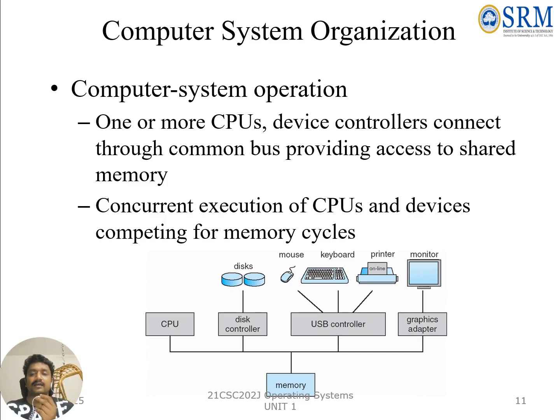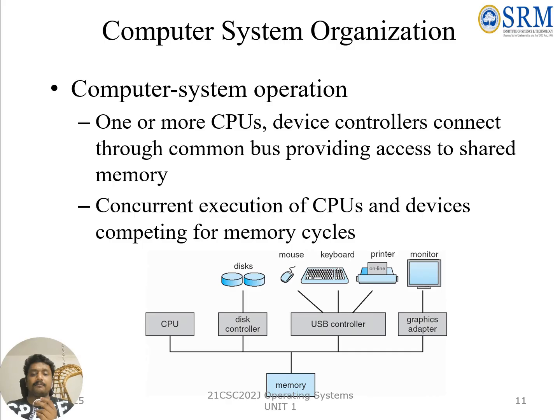Then we have the organization of the computer system. In a computer system, we have various CPUs involved in system operations. Initially, we had only one CPU executing and controlling the various aspects of the OS. But as technology developed, multiple CPUs came to be involved in executing these operations. To connect all these CPUs, a device controller connects to a common bus to access and share the memory and to execute the operation.